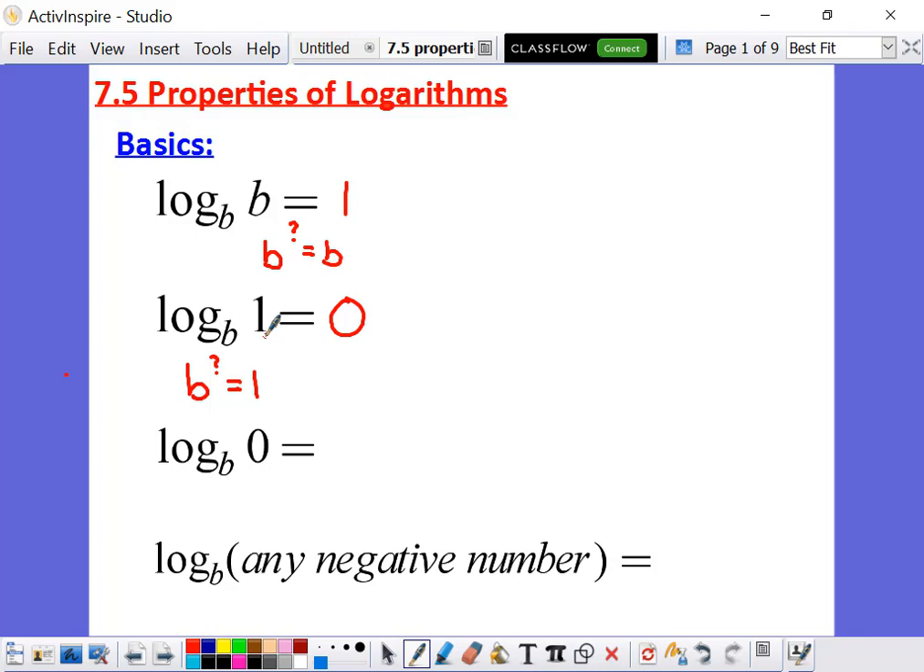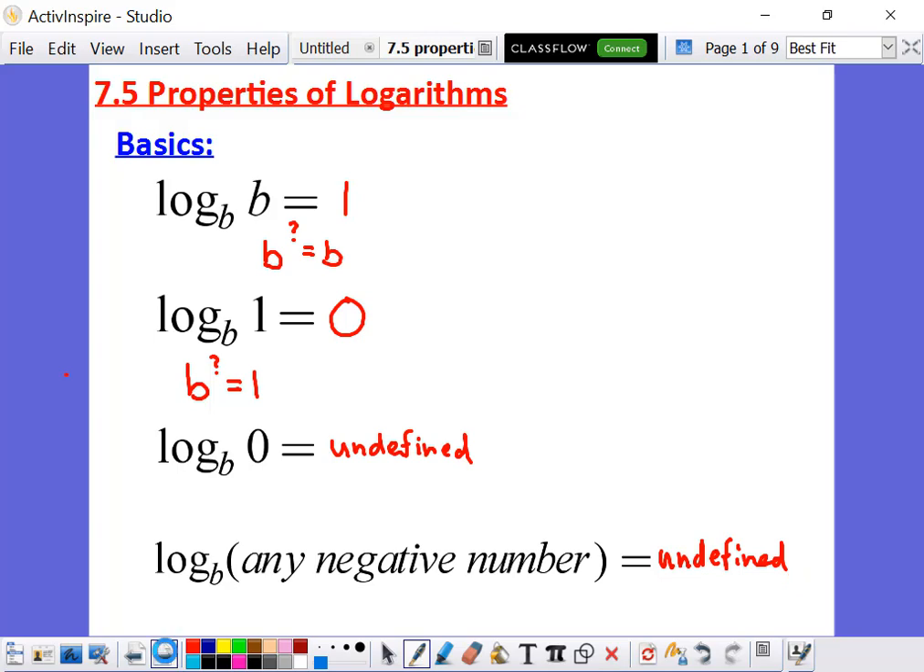The next thing that you have to know, we've kind of already talked about this in the last lesson, but log base b, it doesn't matter what this base is here. It can be any number, as long as it's greater than 0. Whenever you take log base b of 0, that is actually undefined. You can't do it. And the same can be said, log base b of any negative number is also undefined. So remember, we're only allowed to take the logs of positive numbers greater than 0.